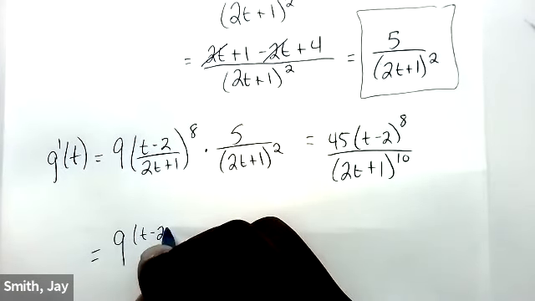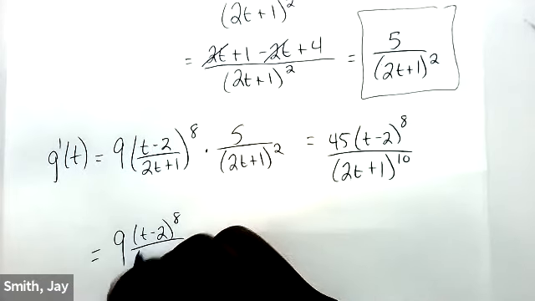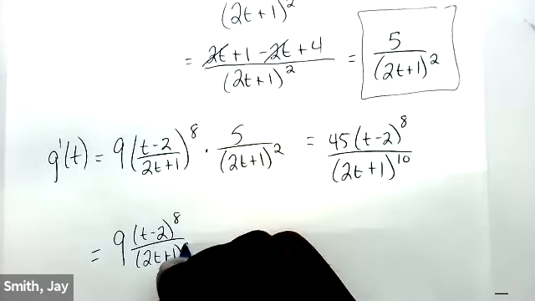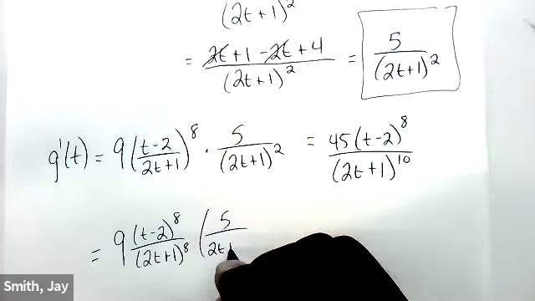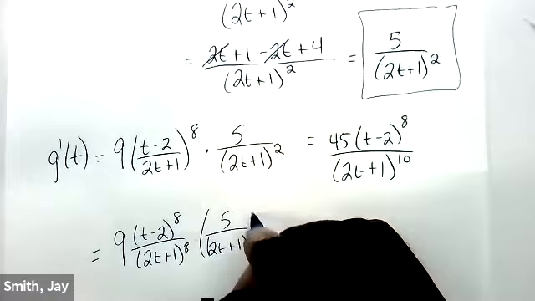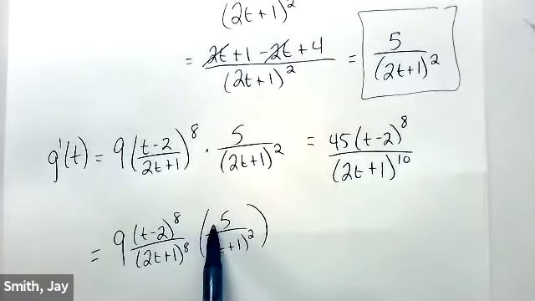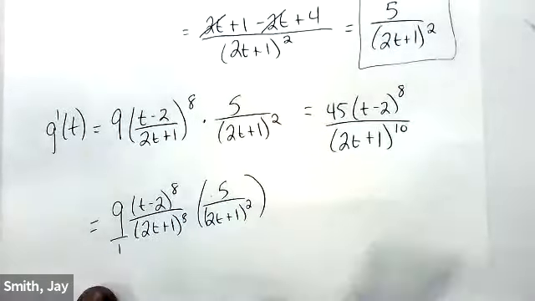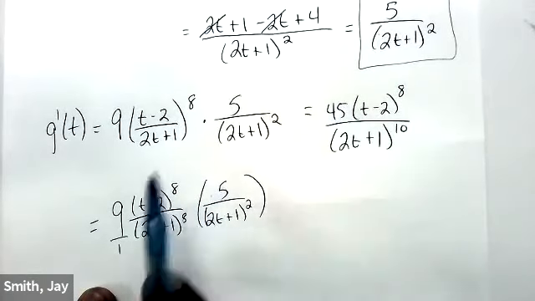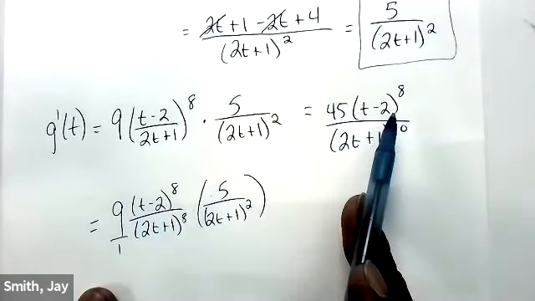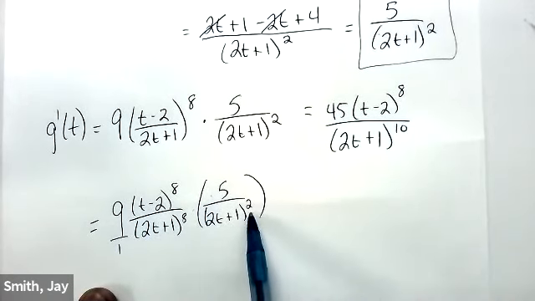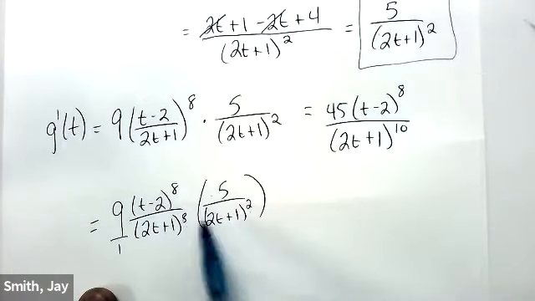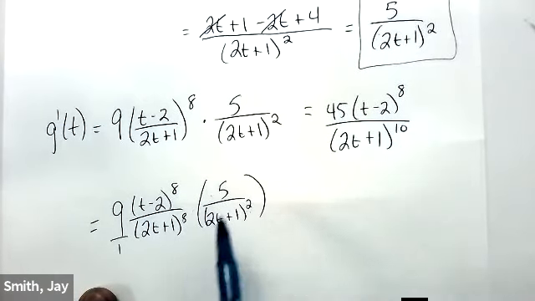So this would be t minus 2 to the 8 over 2t plus 1 to the 8, still being multiplied by the fraction 5 over 2t plus 1 squared. Obviously, that 9 times 5, or we can make 9 into a fraction by putting it over 1. 9 times 5 is where 45 comes from. T minus 2 to the 8, still part of my numerator. 2t plus 1 to the 8th times 2t plus 1 to the 2nd. Same base, add the exponents, 8 plus 2, 10. All right. Are there any other questions after that explanation though?